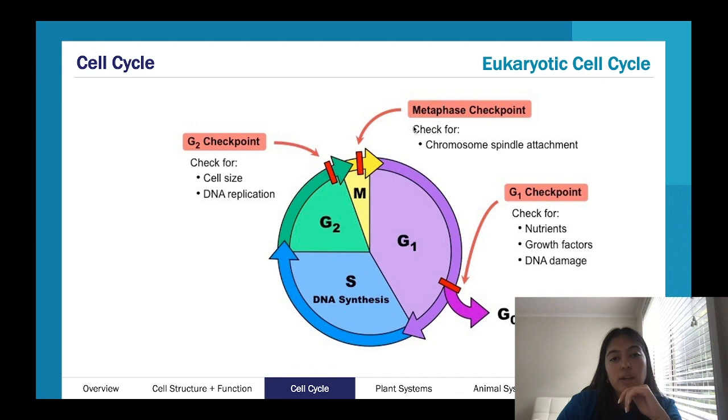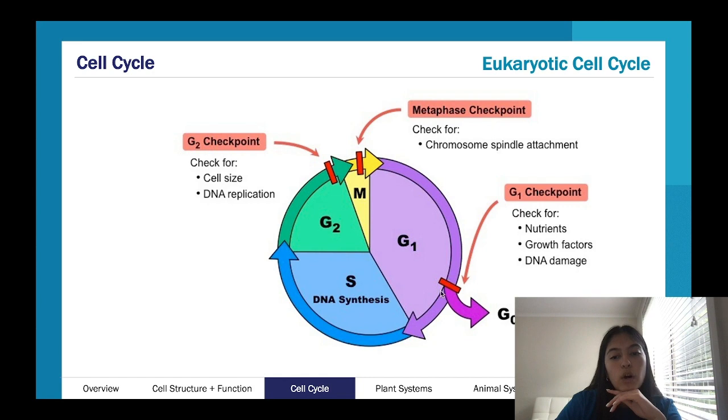And then we have a checkpoint in the middle of mitosis as well at metaphase, and that is checking to make sure that those spindle fibers that we talked about are attached properly to the chromosomes. Because again, if you pull too much of a chromosome or not enough of a chromosome, you can get that kind of imbalance in genetic information in your cells. So hopefully that makes sense.